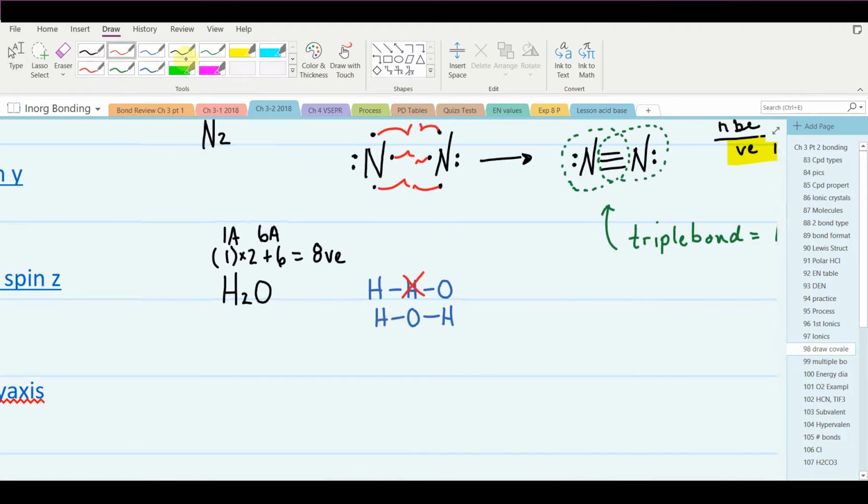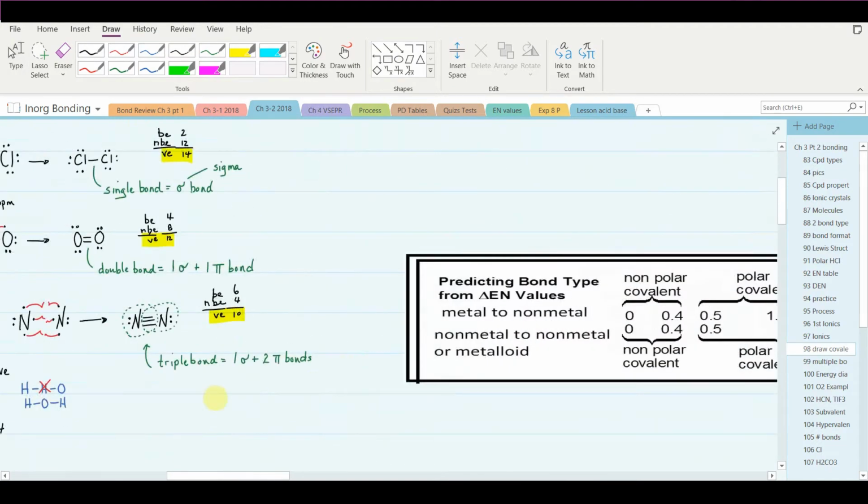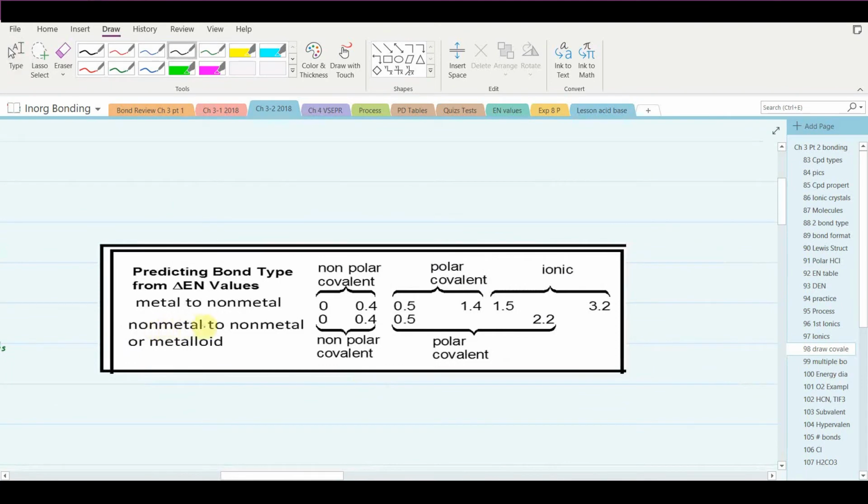Let's calculate the difference in electronegativity for that. So the electronegativity values for hydrogen is 2.1, oxygen is 3.5. So the difference in electronegativity for an oxygen to hydrogen bond is 3.5 minus 2.1 is 1.4. What type of bond is that? Let's check our table. So on the lower scale, non-metal to non-metal, 1.4 difference falls in the polar covalent range. So in fact, these are polar covalent bonds.